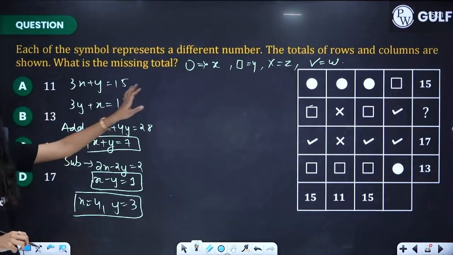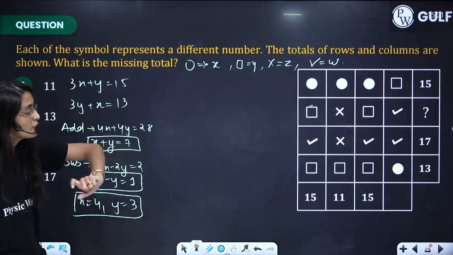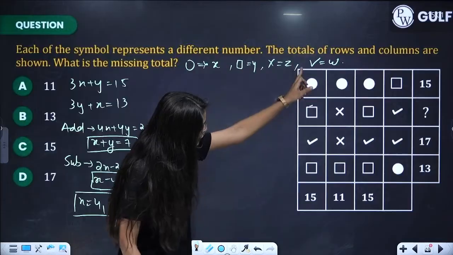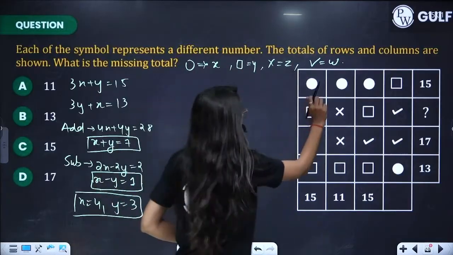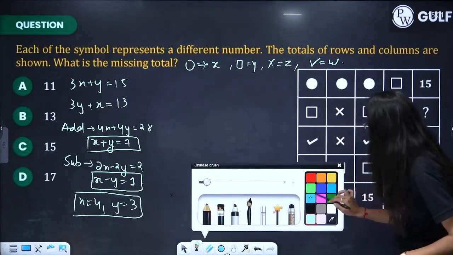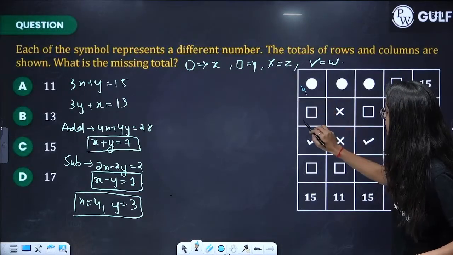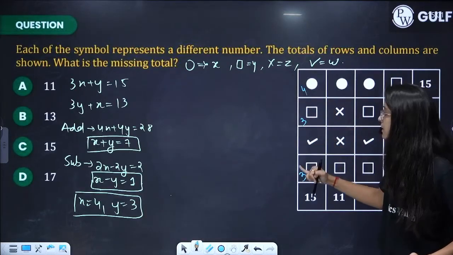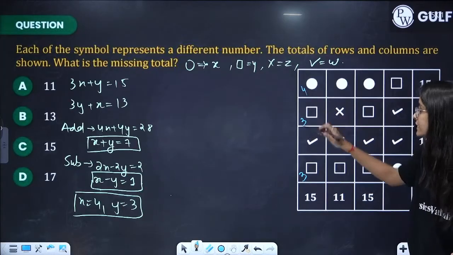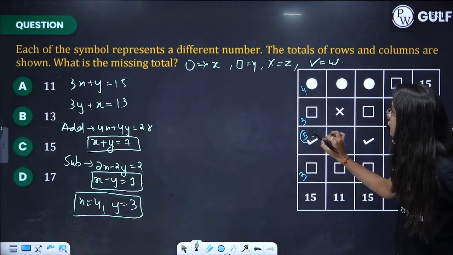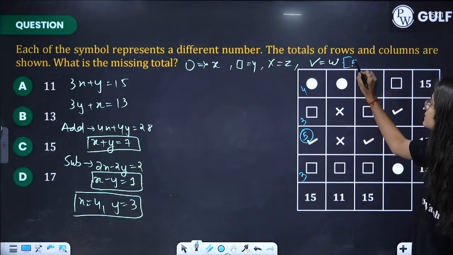That means you have got the value of circle and square. If you have two values with you, can you find the other values? If you substitute that in the first column, I'm substituting directly. Circle is equal to x, that is 4, 3, 3. 3 and 3 added is 6 plus 4, 10. That means the value of your tick mark is equal to 5. That is w is equal to 5.